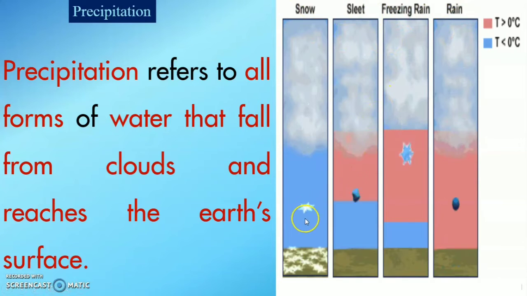Children, along with evaporation and condensation, precipitation is one of the three major parts of the water cycle. So precipitation refers to all forms of water that fall from clouds and reach the earth's surface. Is it clear, children?